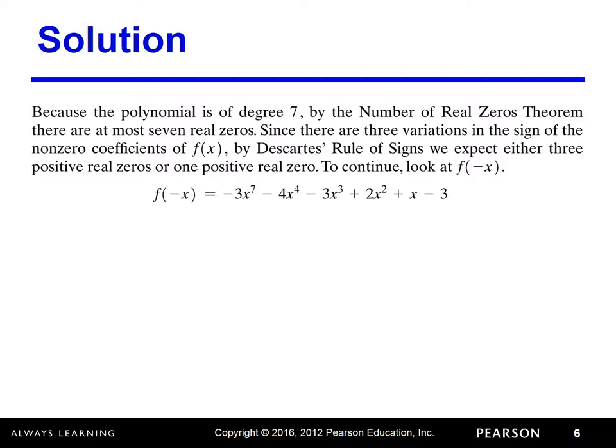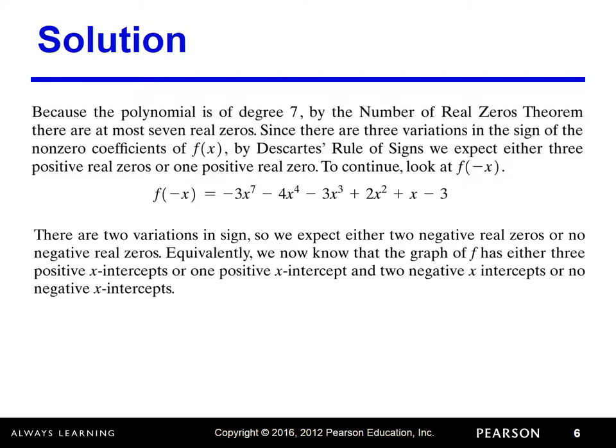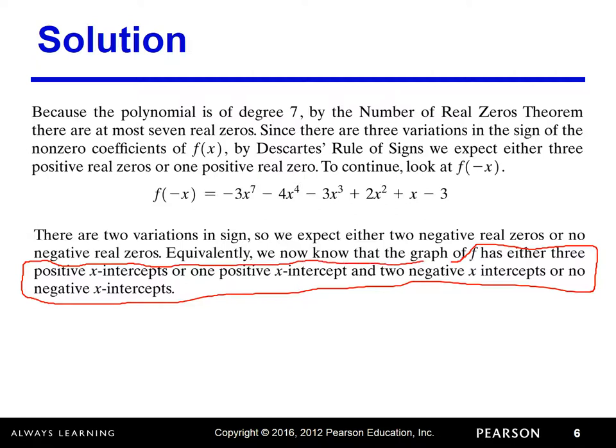And so that would be how we would conclude this. 3 or 1 positive x-intercepts, 2 or no negative x-intercepts. That's the answer right there. f has either 3 positive x-intercepts, or 1 positive x-intercept, and 2 negative x-intercepts, or no negative x-intercept. And that's the answer to the Descartes' rule of signs problem applied to this function.